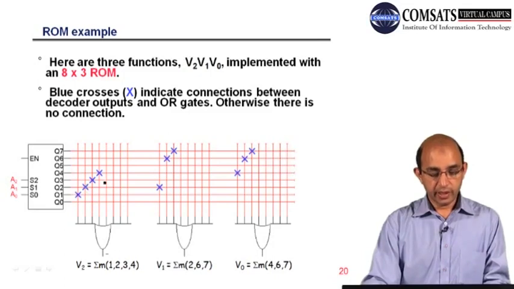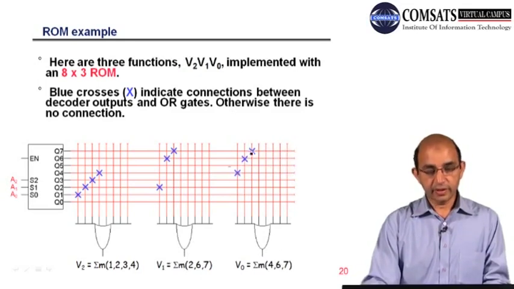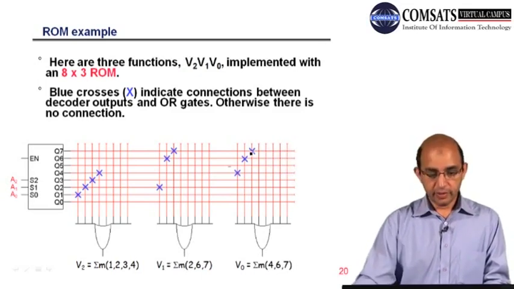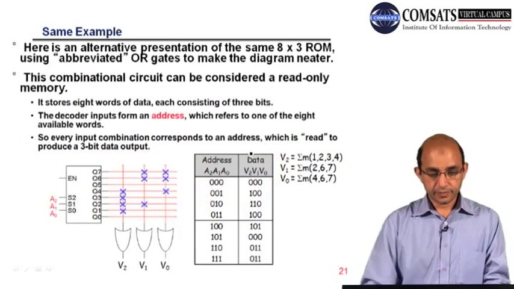So here if I want to represent this with min terms, we will be having 1, 2, right, and this is 3, this is 4, right? Similarly, you can see we have 2, right? So this is 2, this is 6, and this is 7, right? So connections have to be mentioned, right? For V0, we have 4, right? And then 6 here, and then 7 here, right? So this is the implementation, right?